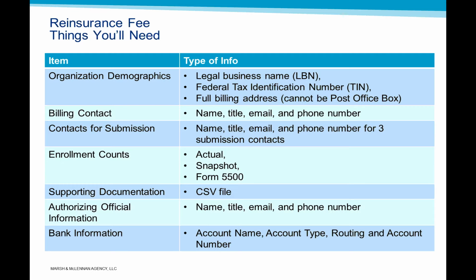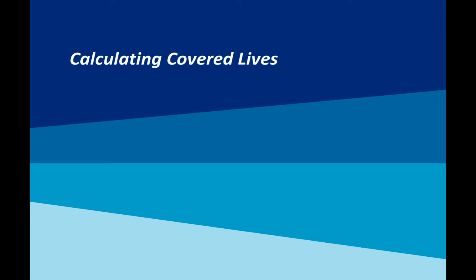And then most importantly, the bank information, routing and account numbers. They will not send you an invoice where you could pay by check. This is going to be ACH only. So once you get all this information together, you can start the process.